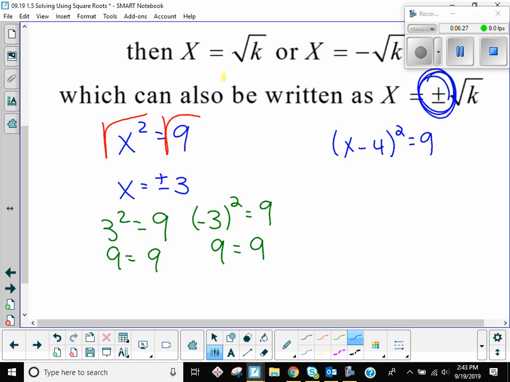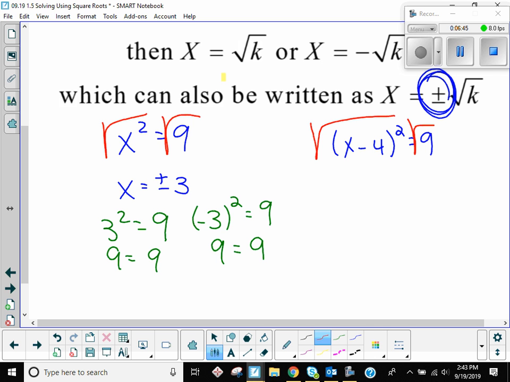So this is a variable. This is an algebraic expression. There's a number and a variable, x minus 4 squared. But we still begin the same way. We still take the square root of both sides. Notice this is a squared term equaling a constant.